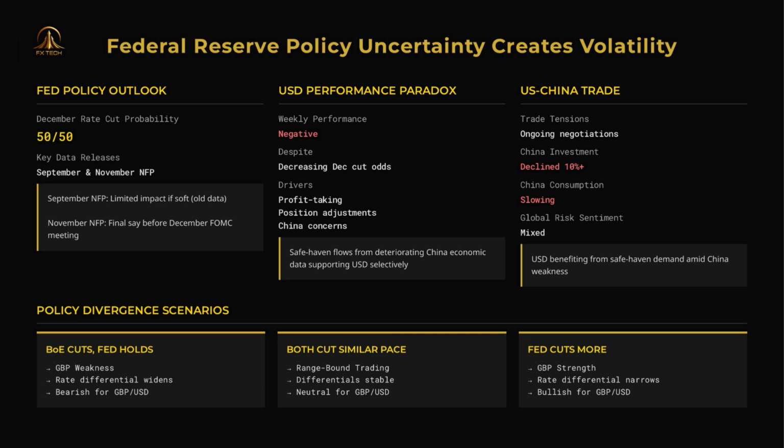US-China trade tensions continue, with China investment declining over 10% and consumption slowing, providing selective safe haven support for the dollar. The policy divergence scenarios are critical. If the BOE cuts while the Fed holds, GBP weakness is likely. If both cut at a similar pace, range-bound trading could prevail. If the Fed cuts more aggressively, GBP could strengthen. This divergence will be the primary driver of medium-term direction.